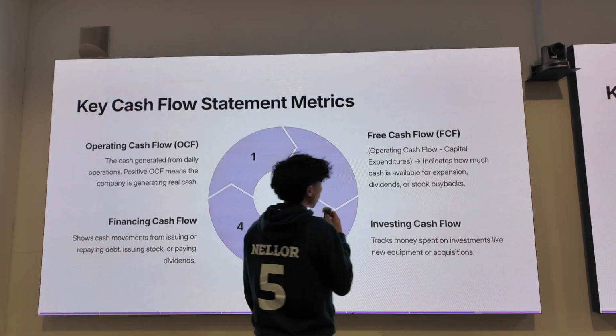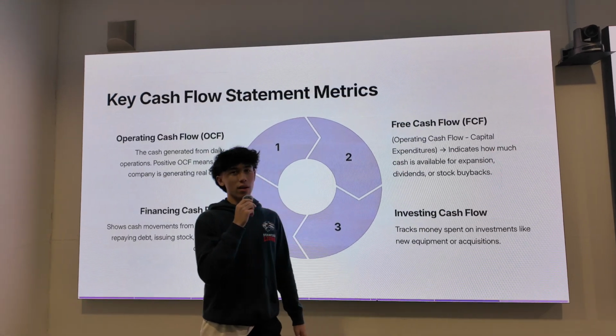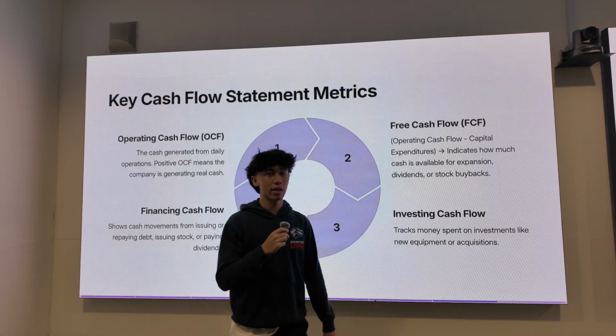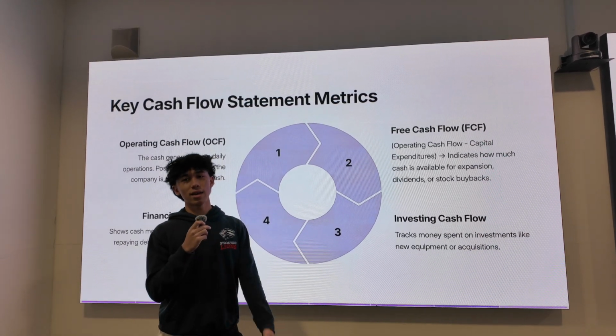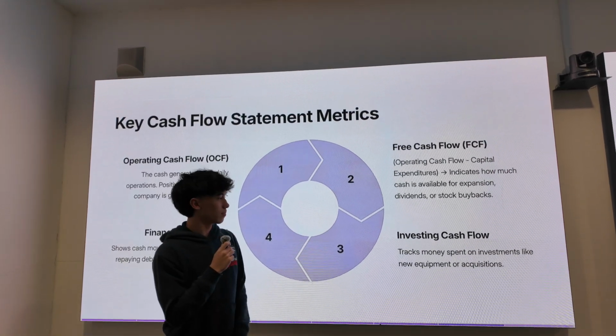Number 2, free cash flow, FCF. You get this by operating cash flow subtracted by capital expenditures. This indicates how much cash a company has available for expansion, dividends, or stock buybacks.